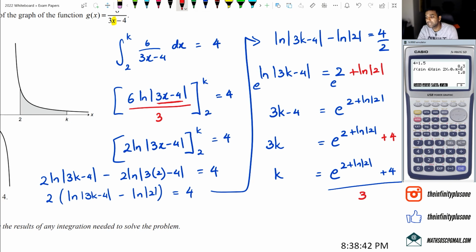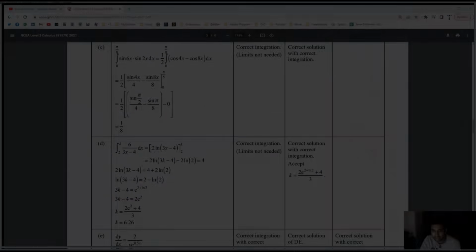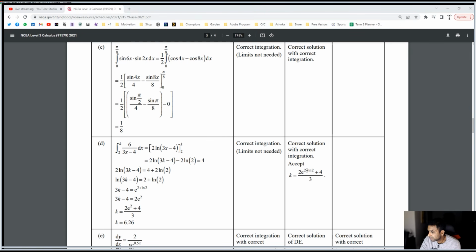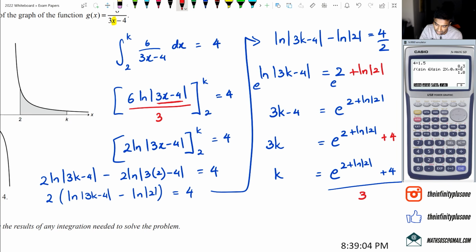So I could actually leave my answer like this, because in the answer schedule, which I'm going to show you guys very shortly, there you go, you can leave your answer like that, e to the power of 2 plus ln of 2, plus 4, over 3, or you can write the final answer, which is 6.26 as well. So either way is fine. Grades wise, I would have just left it like this, which means I'm going to get a merit for it. Correct integration is going to get you an achieved, so this line here is going to get you an achieved.